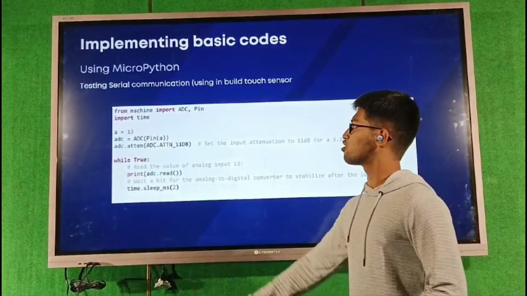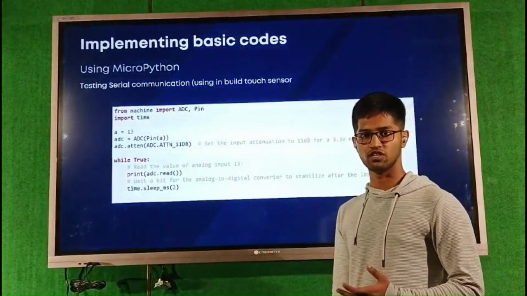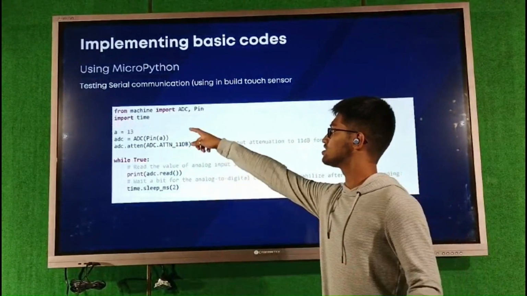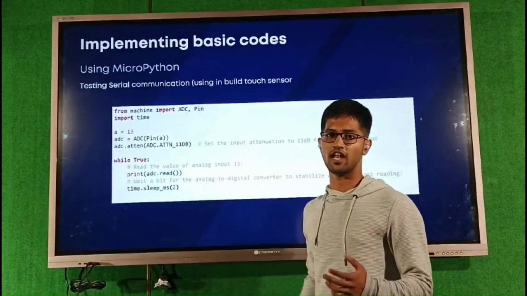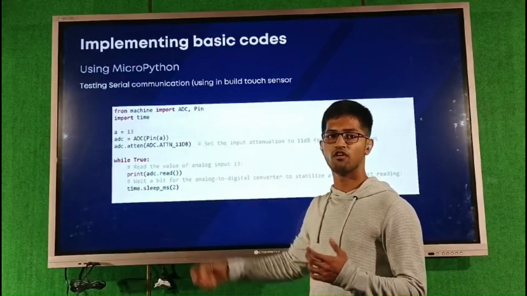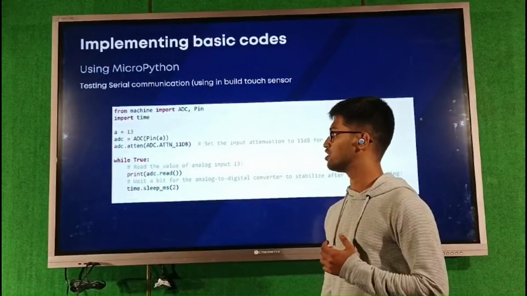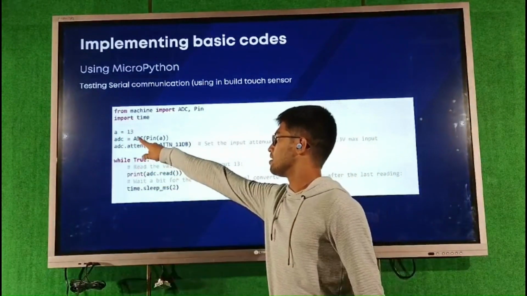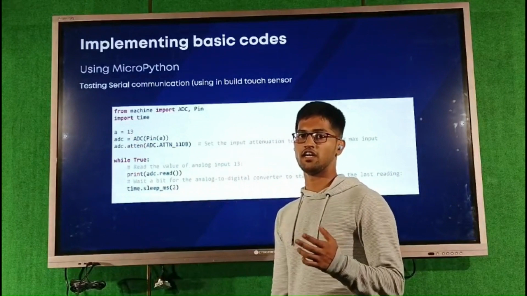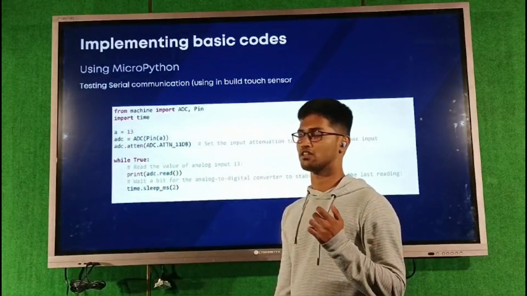3. So moving forward to testing serial communication using the inbuilt touch sensor. Just import two main modules, ADC and Pin. ADC is the analog to digital converter and Pin is for connecting the pin to the ESP32. Here a is the variable for the sensor. Here the pin number is 13. So I connected the inbuilt touch sensor pin to pin number 13.